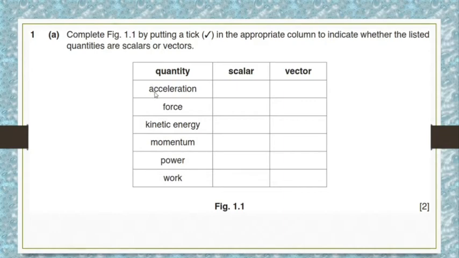So acceleration, this is a vector. Force is a vector. Kinetic energy is a scalar. It does not have any direction. Momentum is a vector. Power and work are scalars.